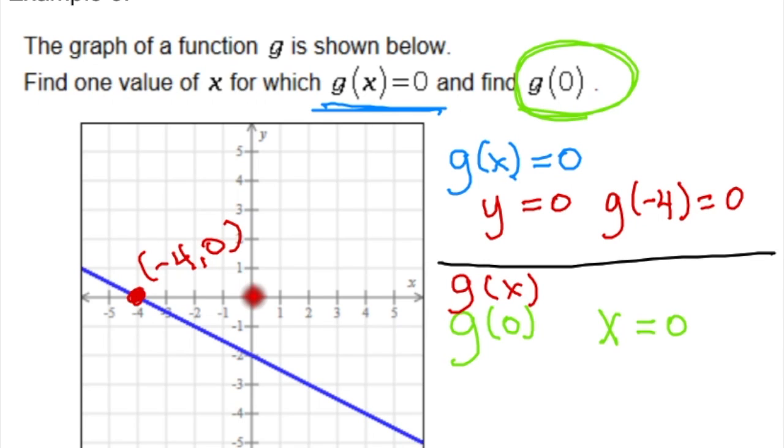Well, to get there then, I need to go down 2 units to here. So at this point here, the ordered pair would be 0, -2, which means that we can say that g of 0 is equal to -2. So in other words, for an x value of 0, your y value that you get back out is -2.